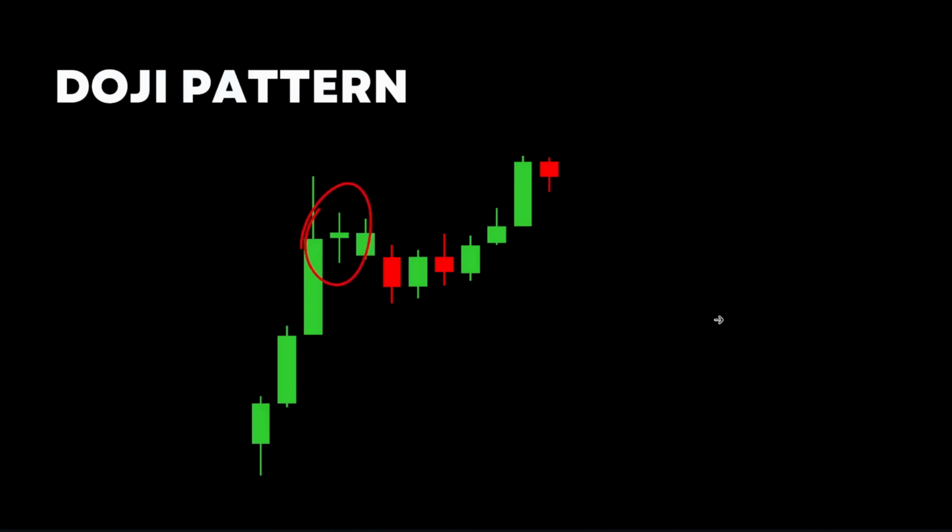It forms when the opening and closing price of an asset are very close or exactly the same, creating a small or non-existent body in the candlestick. The doji represents a tug-of-war between buyers and sellers, as I mentioned, indicating potential market reversal, continuation, or consolidation, depending on its context in the trend.